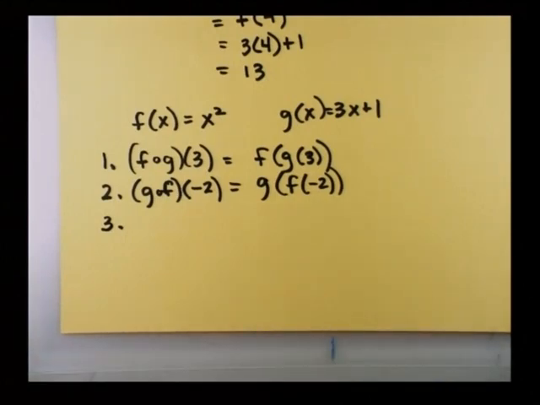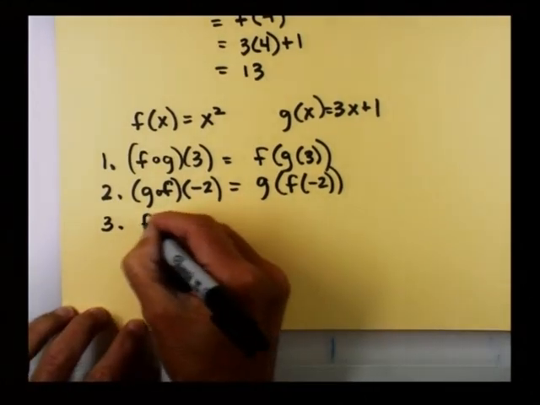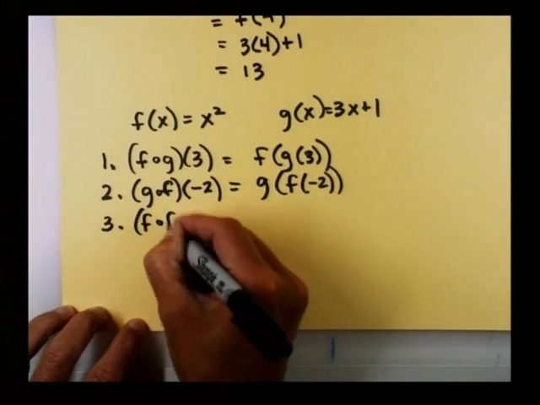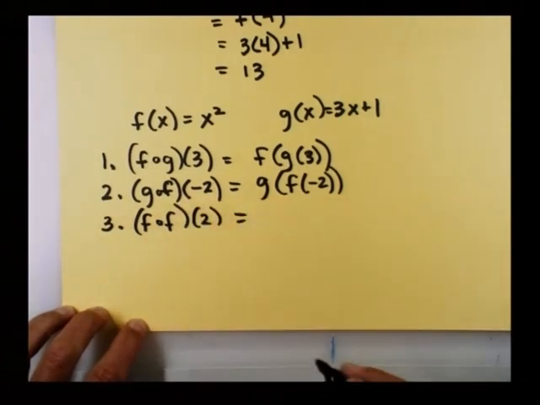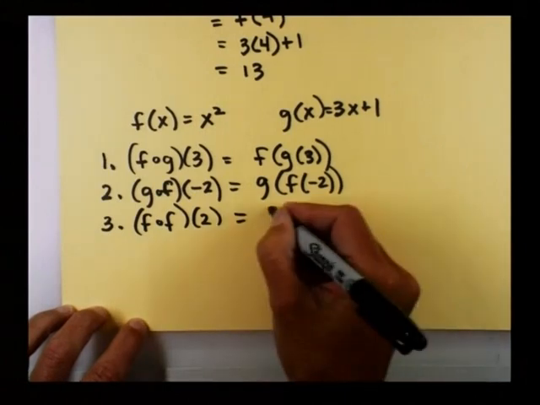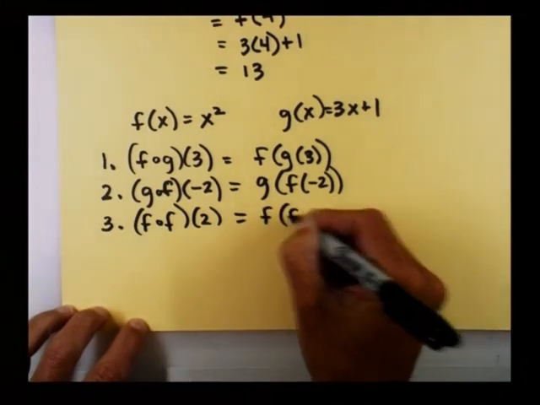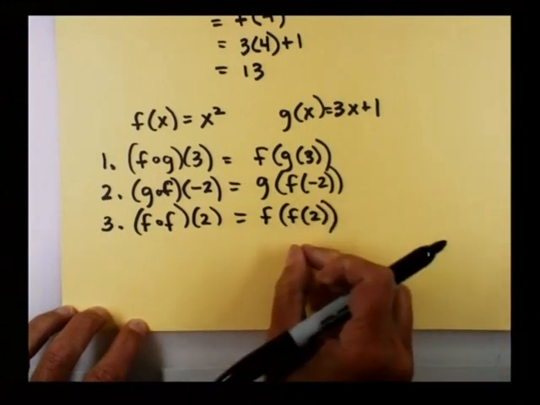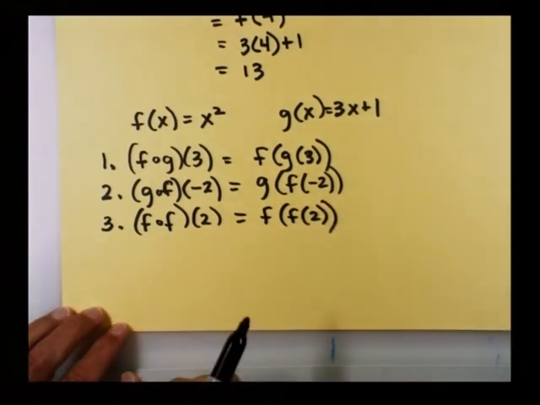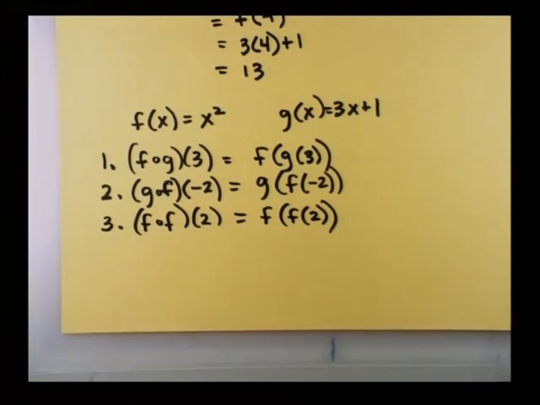Number 3, here's a tricky one. I think you'll figure it out. F of f of 2 means that we're going to take this 2 and run it through our f equation, get an answer, and then run it back through the same equation. So you're going to try that one.